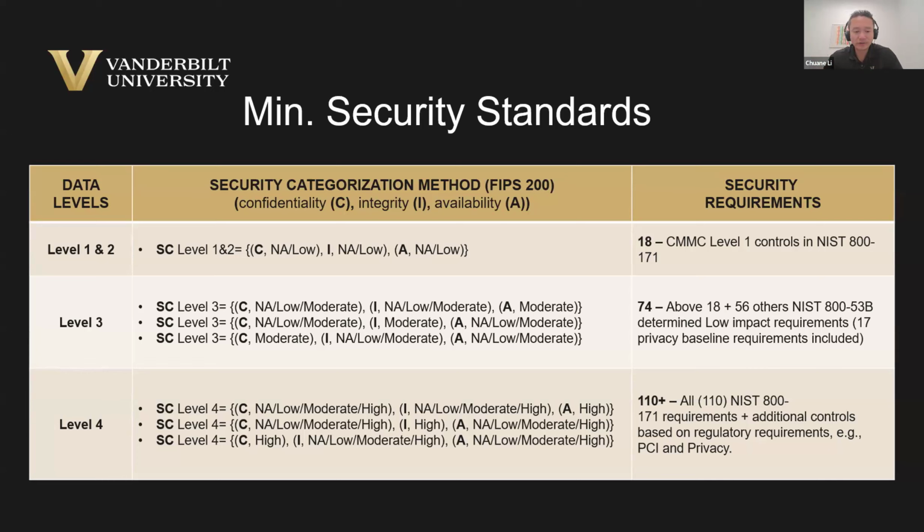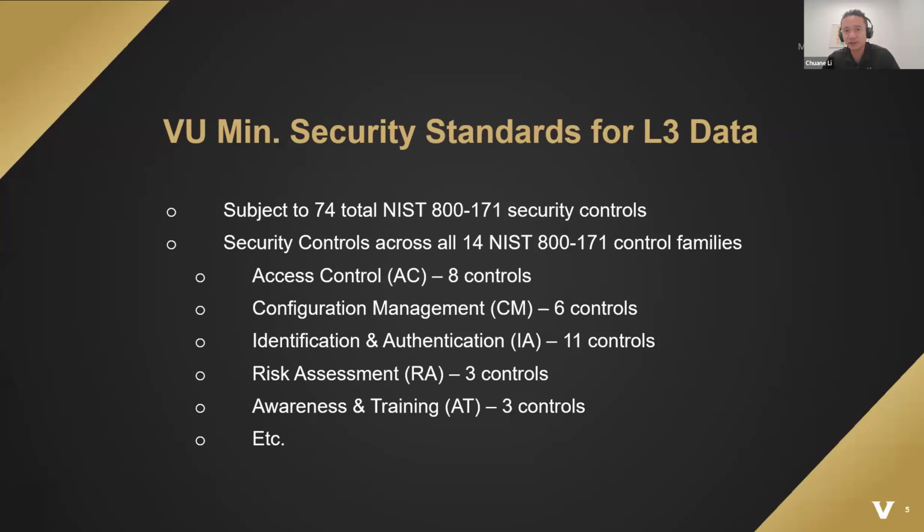Out of the 4 levels of data, level 2 data has the most volume. We know that because it's Vanderbilt owned, but not public. Most of the data stays level 2, but level 3 has the most volume as far as sensitive data. Therefore, let's zoom in a little bit on security controls for level 3 data. Level 3 data is subject to 74 total controls, which are across all 14 control families.